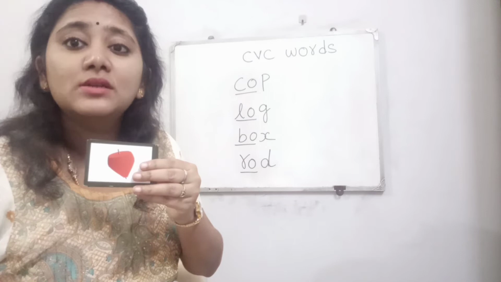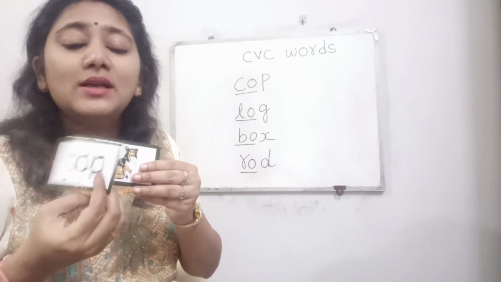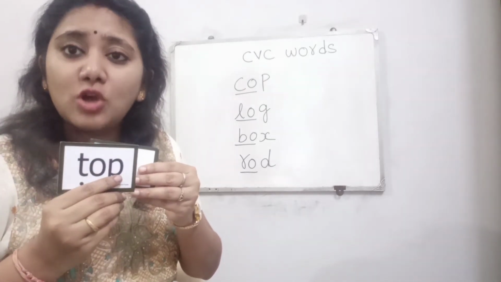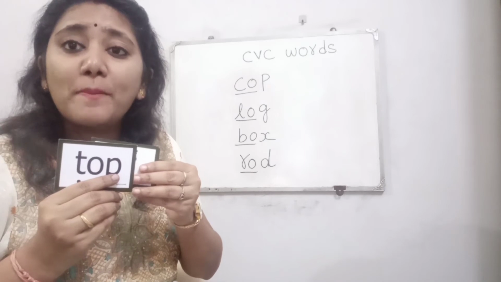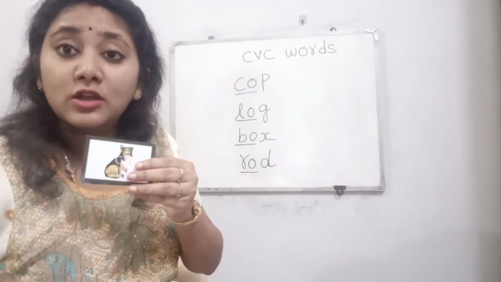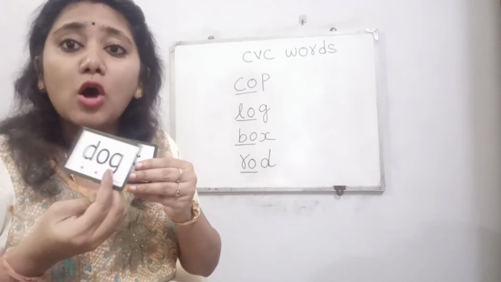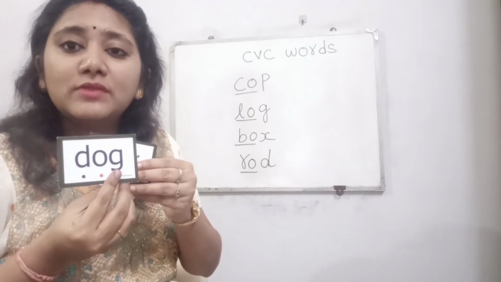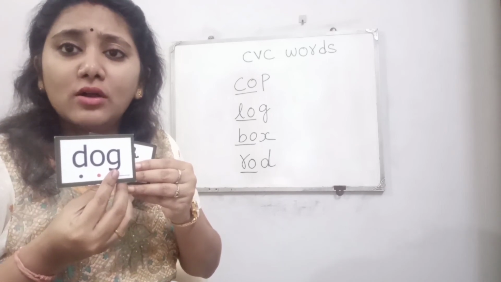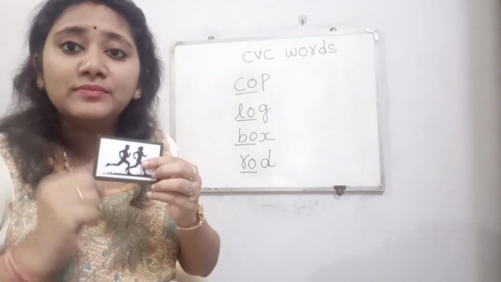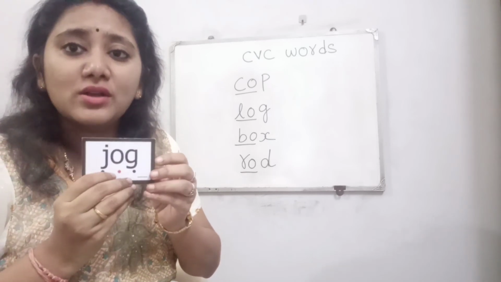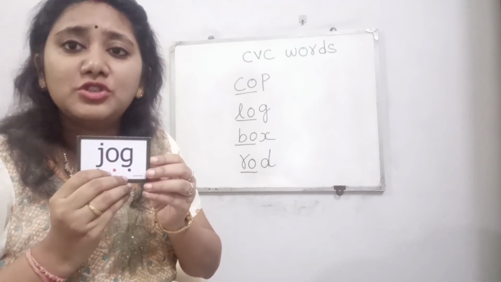Top. What is this? Top. T, O, top, top. Dog. D, O, dog, dog. Jog. J, O, jog, jog.